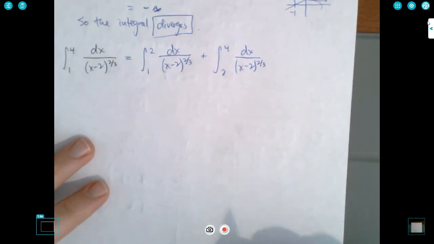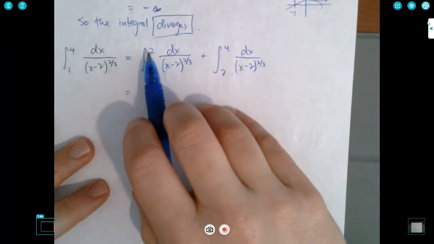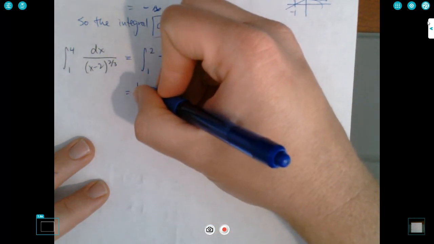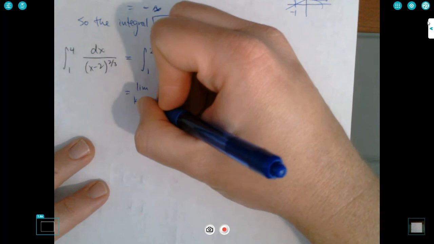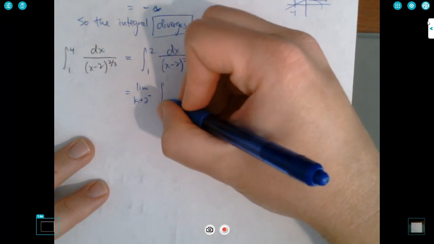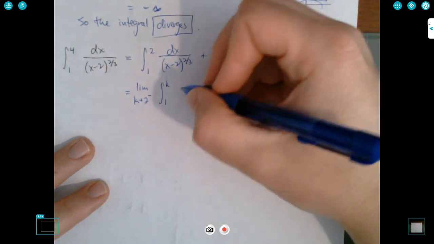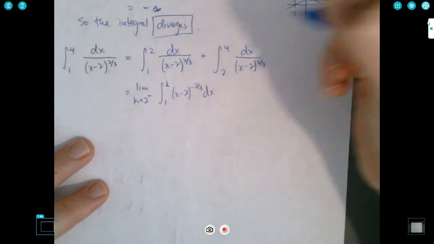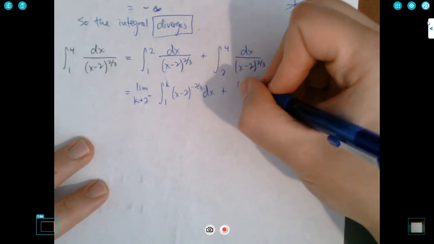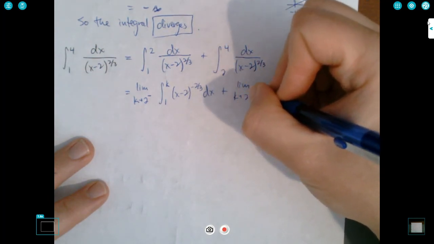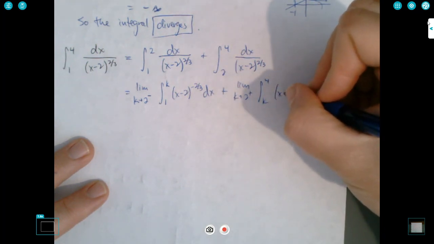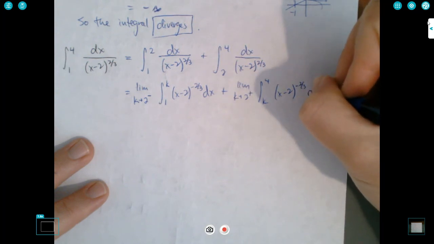And then we can replace 2 with k, and here we'll take the limit as k approaches 2 from the left of the integral from 1 to k. And here I'm just going to call this (x minus 2) to the negative 2/3 dx. And then here we'll take the limit as k approaches 2 from the right of the integral from k to 4 of (x minus 2) to the negative 2/3 dx.